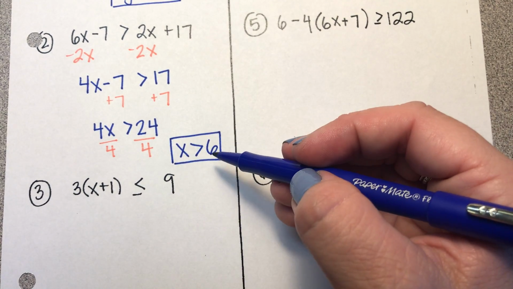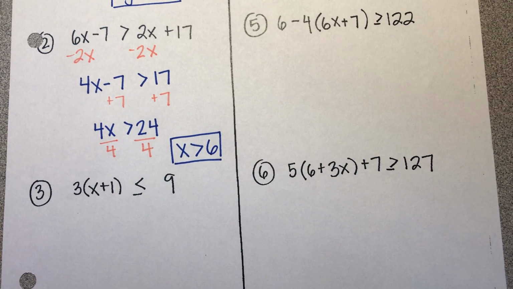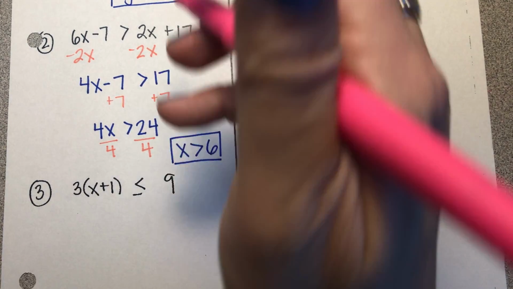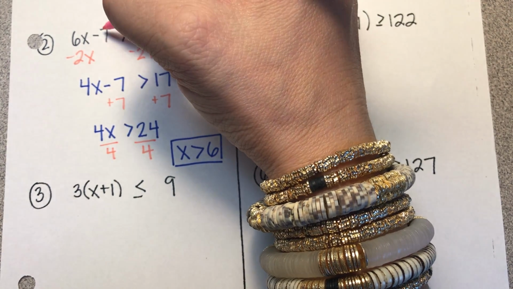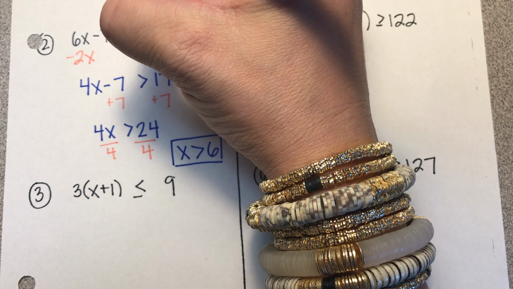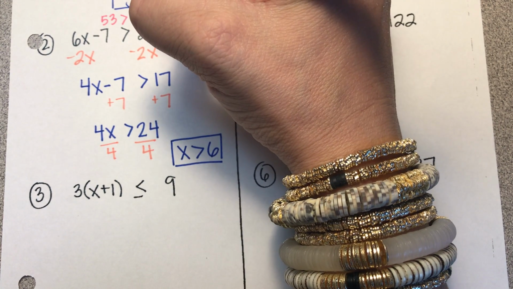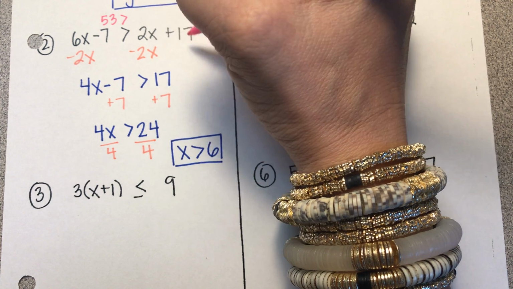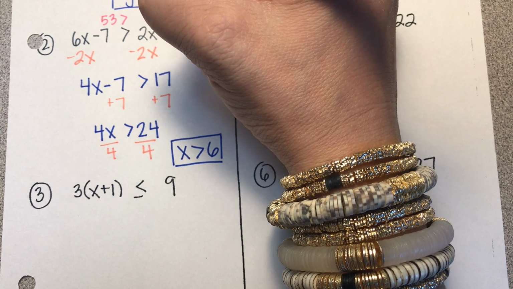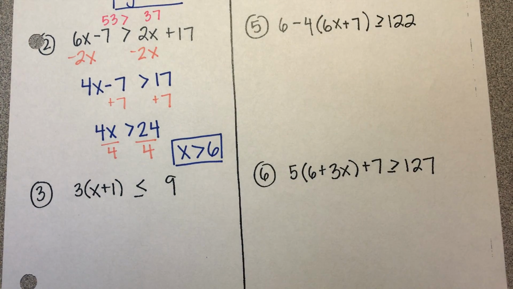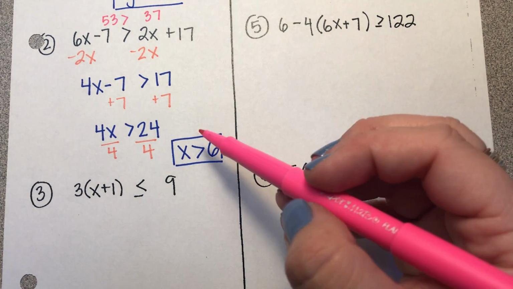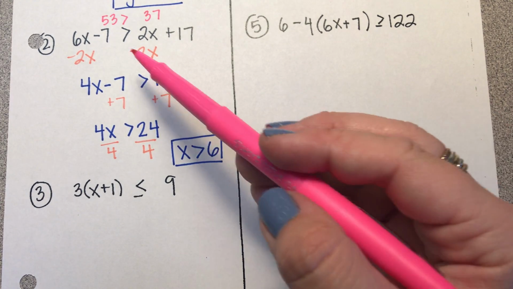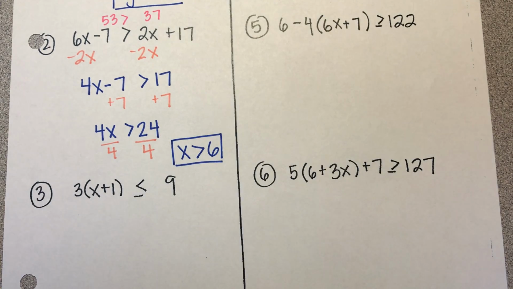So let's just say I picked 10. Okay, we'll just pretend. So if I put a 10 in here, 60 minus 7 is 53. 2 times 10 is 20. 20 plus 17 is 37. Did that make a true statement? It did. So I could put any number that's bigger than 6 into this inequality and it would make it true.